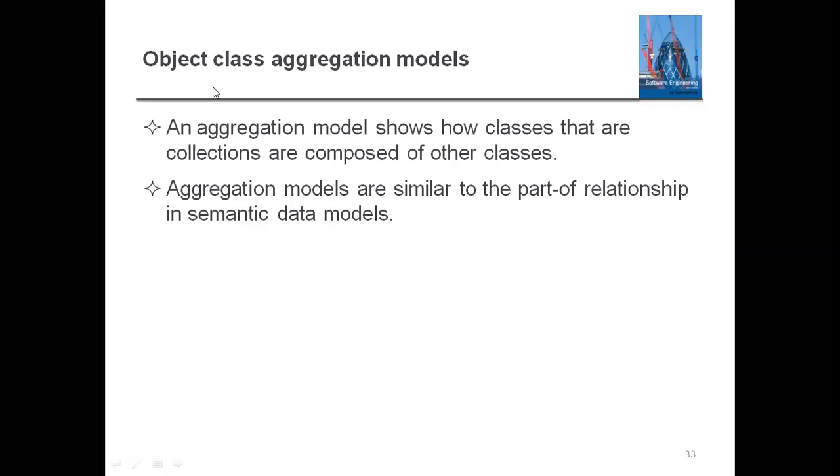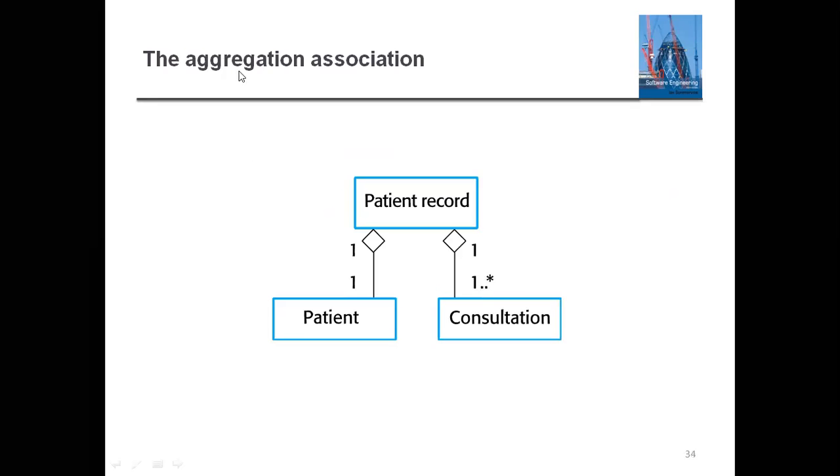Now I told you that inside your structural model, one more concept will be there, that is your aggregation model. Okay. So this is also a very important topic. What is this aggregation model? It will have the collection of classes composed of other classes. It will show you how the classes are collections and are composed of other classes. We will see through the diagram itself, no need to worry. So this aggregation model is also similar to the part-of relationship in semantic data models.